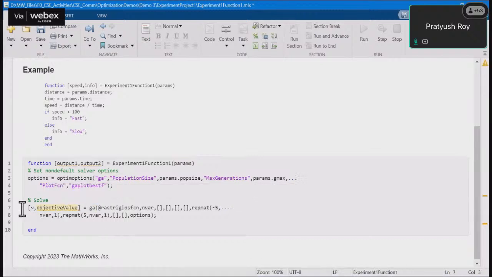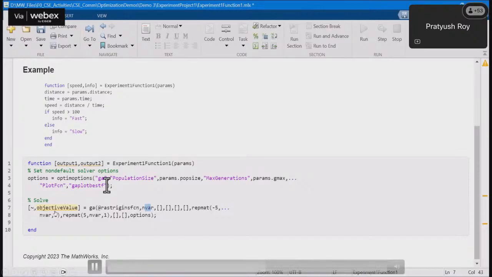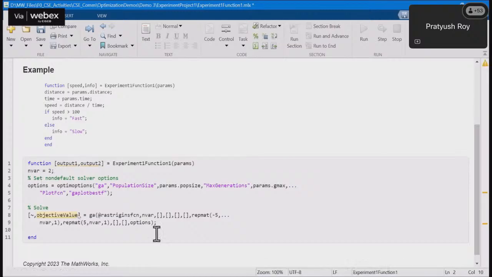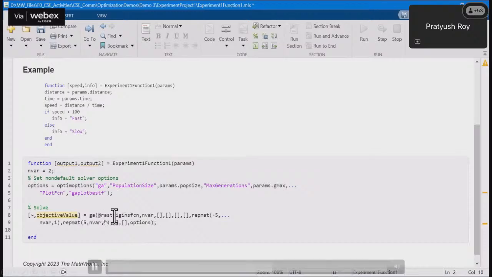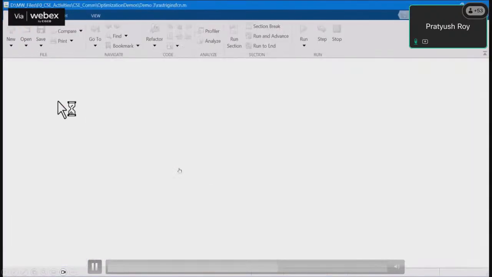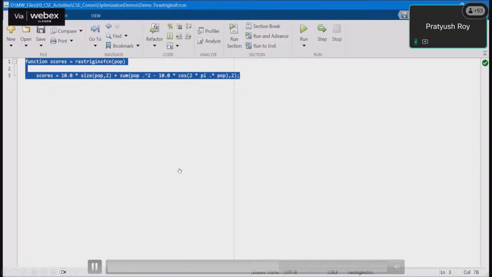Okay. And I am not interested in the solution as such. I am just trying to look at the objective value. However, if you want to generate the solutions, that is also possible. So I define the algorithm, I define the function. All of these things are already there. I have to format it in that way. Okay.